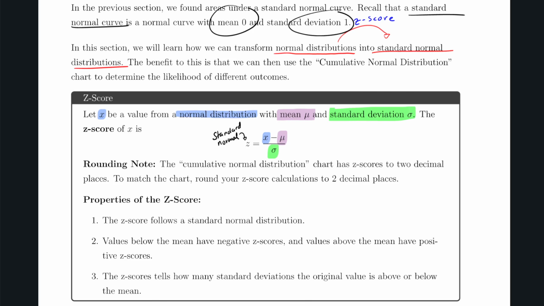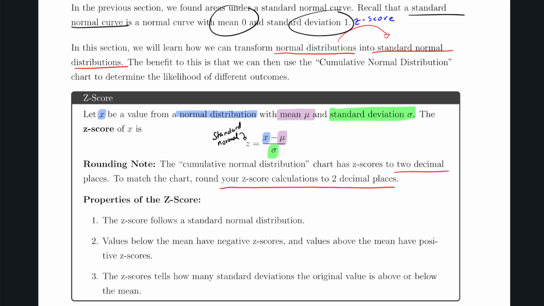Now when you do this, oftentimes you're going to get something with many decimal places. If you look back at our cumulative normal distribution chart, it shows z-scores to 2 decimal places. So for that reason, always round your z-score to 2 decimal places. Remember, you look at the third decimal place. If it's 5 or greater, round the second place up. If the third decimal place is less than 5, then you round it down.